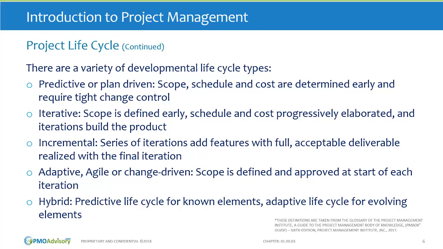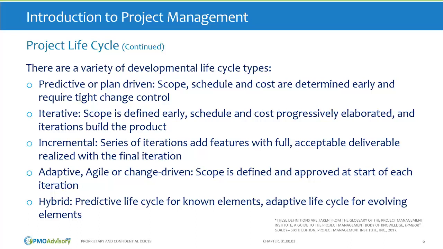With the adaptive, change-driven, or as it's most commonly known, agile life cycle, scope is defined and approved at the start of each iteration. So for each iteration, you start fresh with a new definition for scope, schedule, and cost. And you will deliver intermediary deliverables at the end of each iteration.